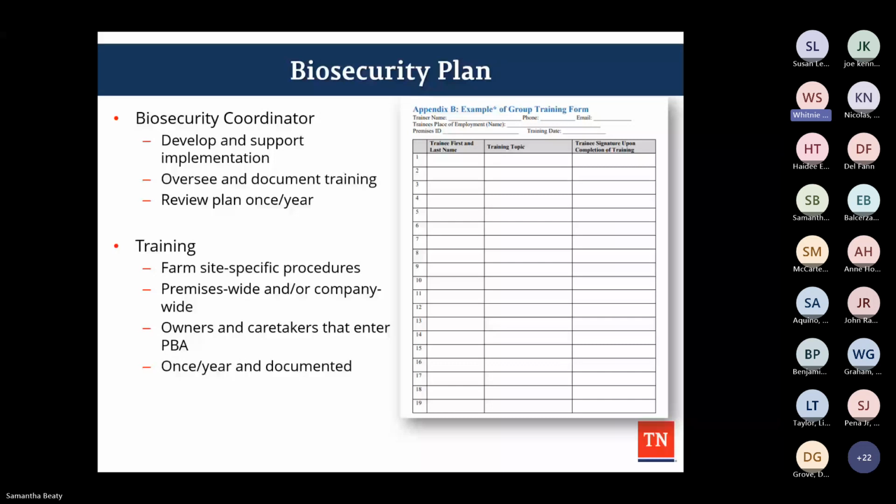It's okay to have sort of an overall company biosecurity plan, but then there should be site-specific ones that, again, go into detail for that farm. You know, what does it look like to implement those practices on that farm? And again, just providing training a minimum once a year or more often and documenting that. Next slide.